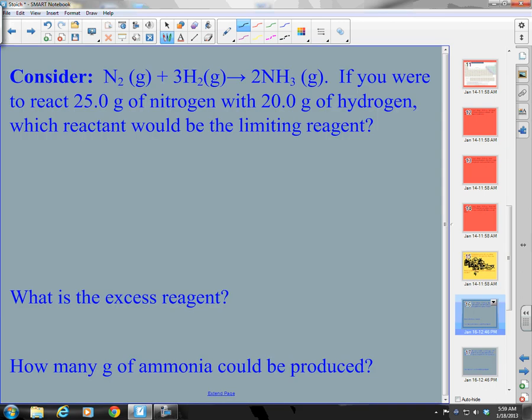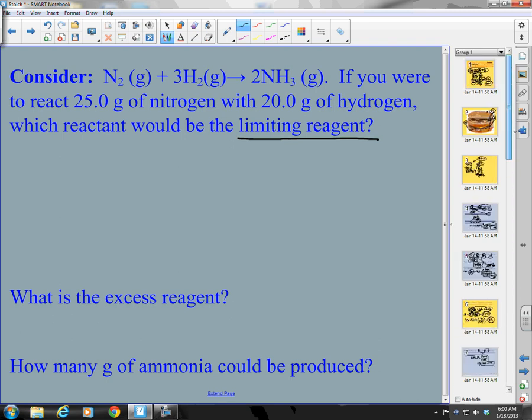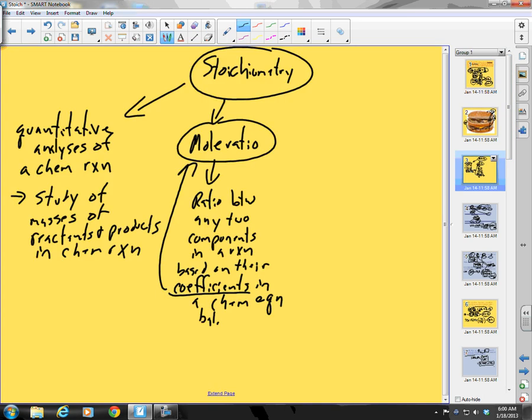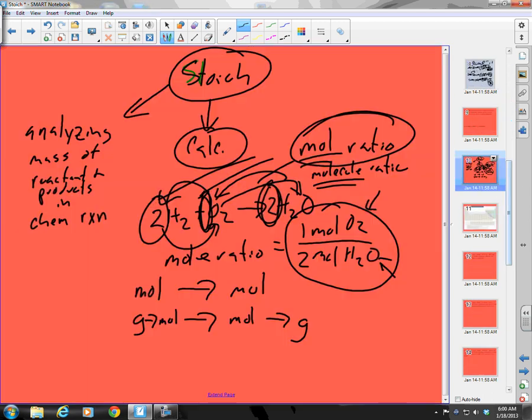Consider this reaction. If you were to react 25 grams of nitrogen with 20 grams of hydrogen, which reactant would be the limiting reagent? Okay, looks like we need some notes here, right? So let's go up to our notes. I think here are our notes. Stoichiometry. Oh, we have some stoichiometry here. I'll tell you what, let's go to our other notes, the ones I started here.